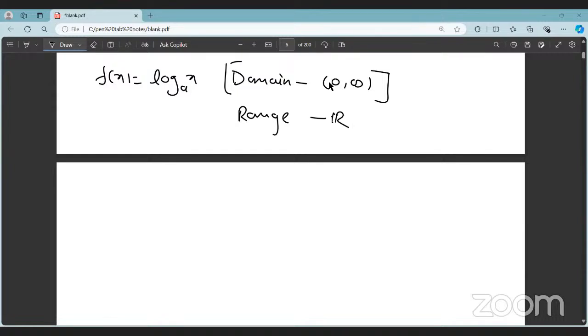Now let's move toward the graph of the function and all other properties of the logarithmic function.